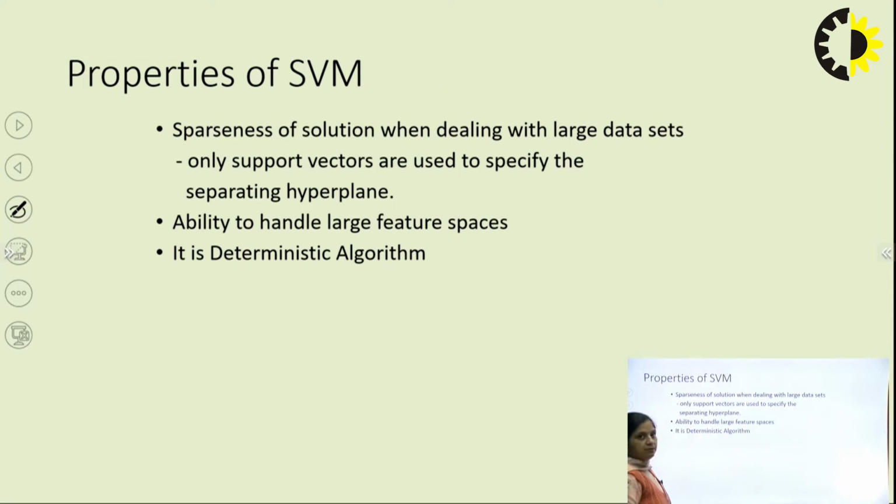A few properties of SVM: sparseness of solution when dealing with large data sets. If we have a large data set, then our solution is sparse. Only support vectors are used to specify the separating hyperplane. Other objects are not considered for finding the hyperplane. Support vectors are used to find the separating hyperplane. It is able to handle large feature spaces and it is a deterministic algorithm.